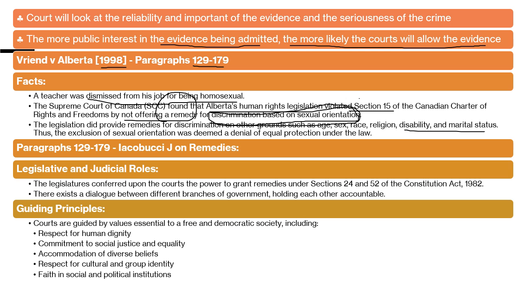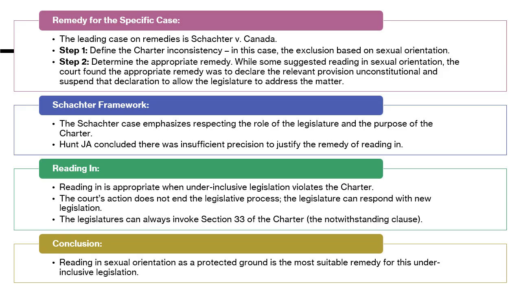So what the judge says is that legislatures conferred upon the court the power to grant remedies under sections 24 and 52. There existed a dialogue between different branches of government, holding each other accountable. So what are the guiding principles? Courts are guided by values essential to a free and democratic society, including respect for dignity, commitment to social justice, equality, accommodation of diverse beliefs, respect for cultural and group identity, and faith in social and political institutions.